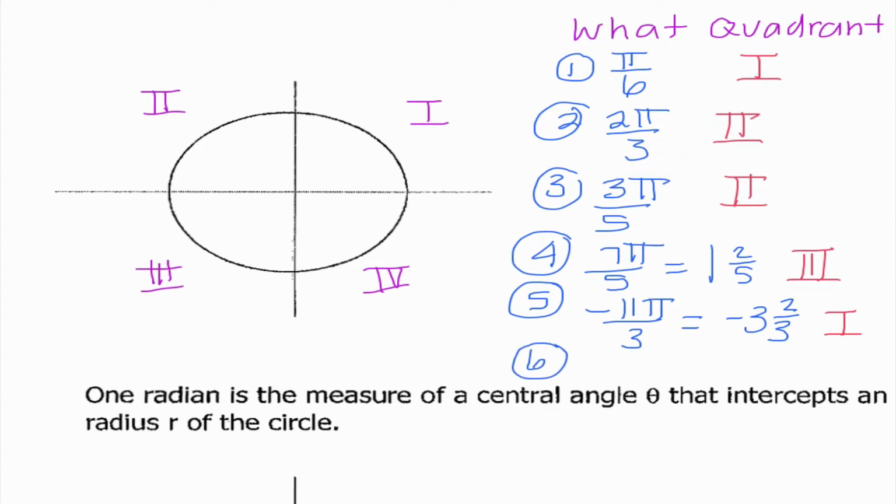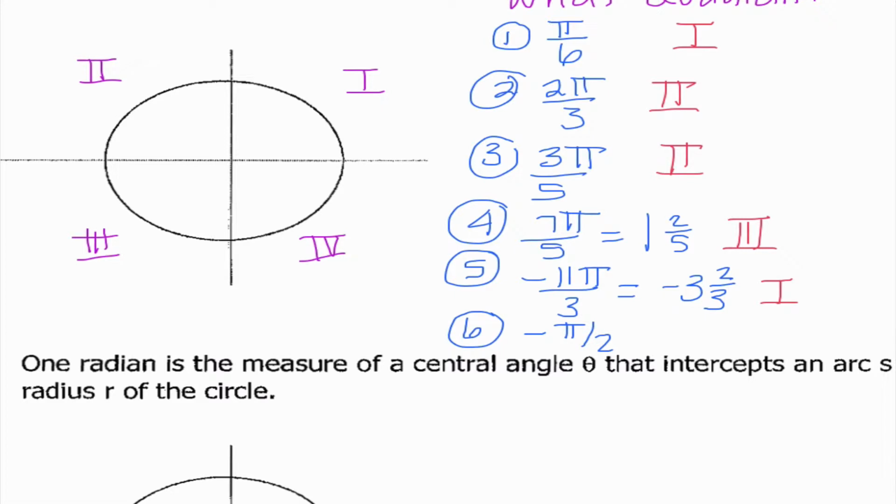Okay, and our final one, what if we had something like negative pi over 2? So I know I need to move clockwise, and pi over 2 is half a semicircle, which leads me right here. And that might look a little bit confusing because technically this is not a quadrant. But you may remember the term from last year, quadrantal. That means that it is not in a quadrant. It is either on the x or the y axis.